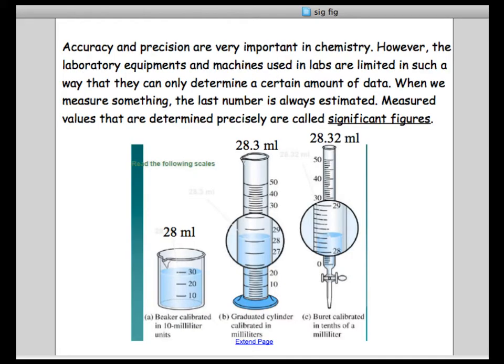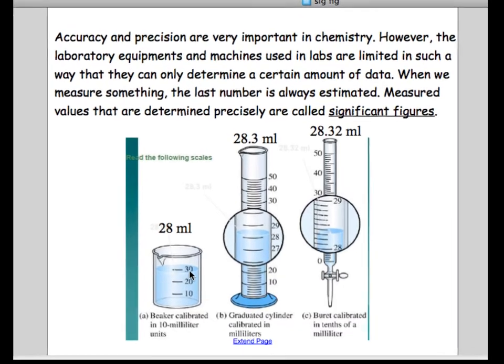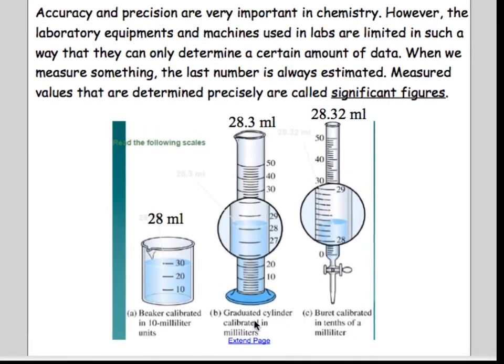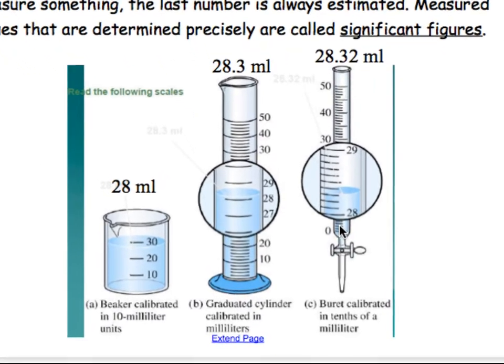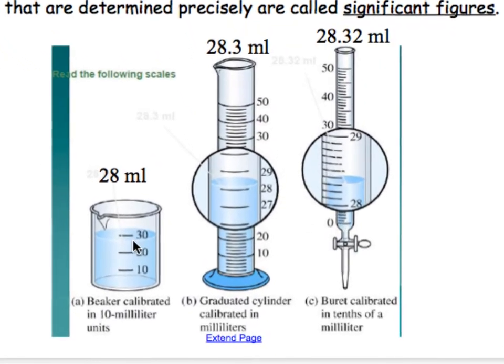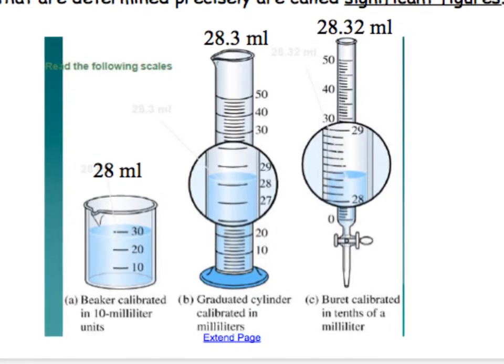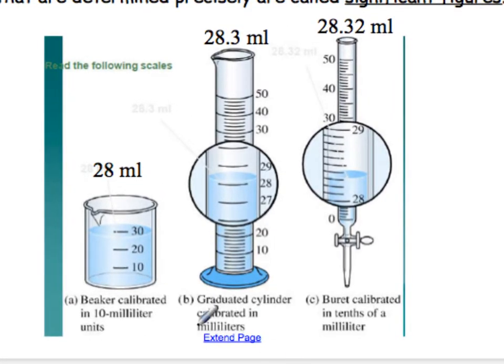Now, we're going to do a lot of measurements in chemistry, and we're going to talk about values being significant. The whole idea is that our measured values are only as precise as the tools that we're using. In this example, I've got a couple of different pictures: a graduated cylinder, a beaker, a graduated cylinder measured in milliliters, and also a burette, which measures tenths of a milliliter. It's a very, very small measurement. You can see different volumes in each one of these.